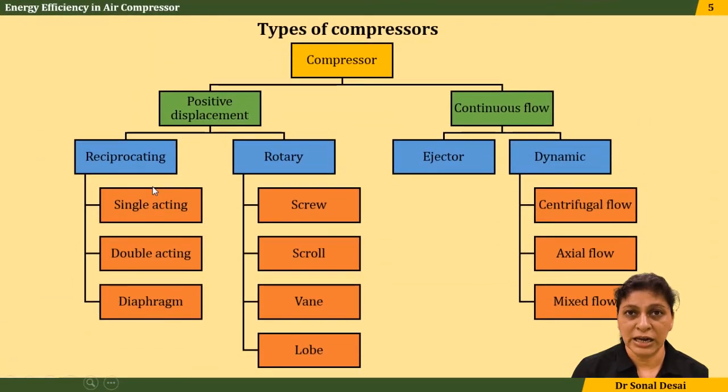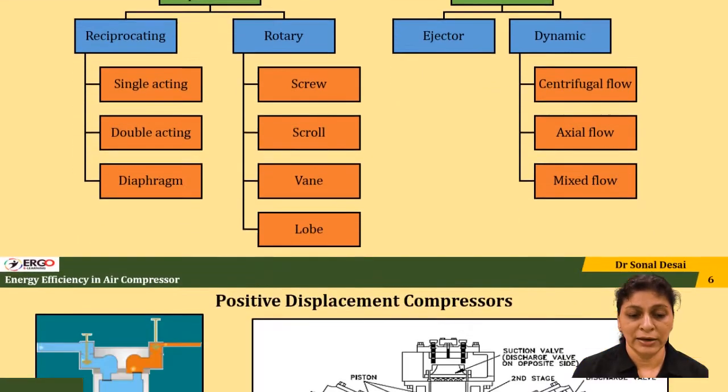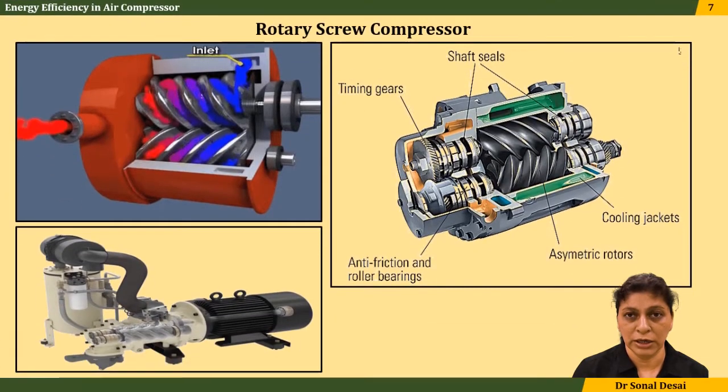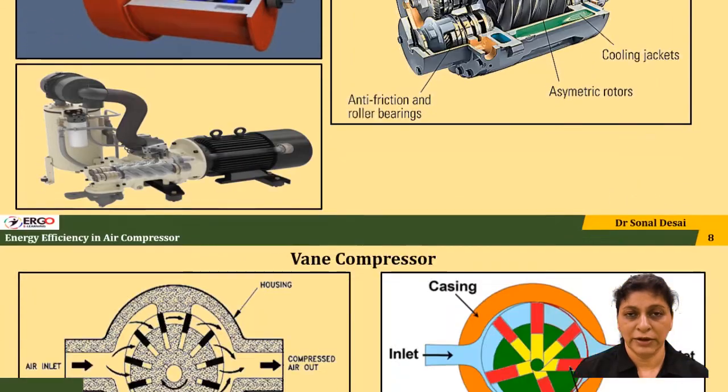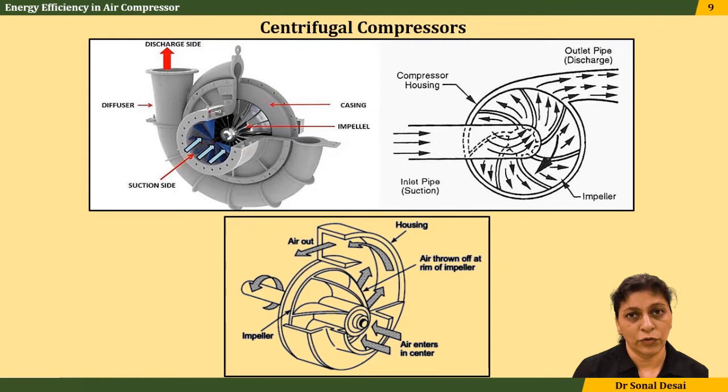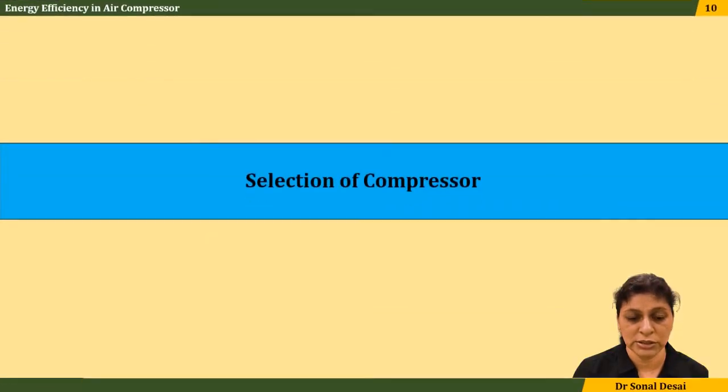Then comes a detailed classification of compressor based on positive displacement and continuous flow type. And then there are animations as well as working of all these compressors explained in detail, starting with the reciprocating compressor. Then comes rotary compressor. Again there is a vane compressor, and then there is a centrifugal compressor. Working of all different types of compressors with necessary animations and diagrams are shown in this video series.